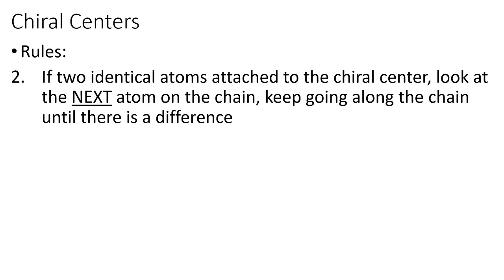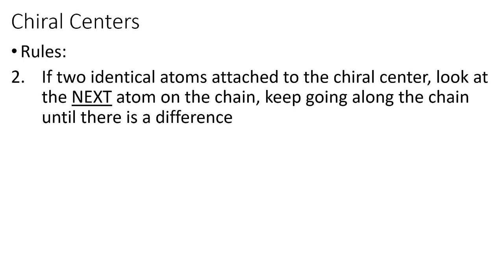If two identical atoms are attached to the chiral center, we have to look at the next atom on the chain. And we're going to keep going along the chain until we find a difference in the priorities, and we can label them as such. The key with this rule is that we are going to follow down the chain, one atom at a time. We are not going to jump to the end of the chain to look. So you want to make sure that you are walking down the chain one atom at a time until you find a difference. As soon as there is a difference, we label our priorities.